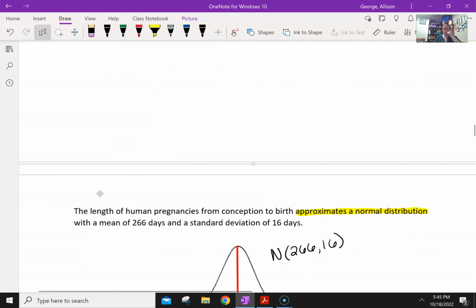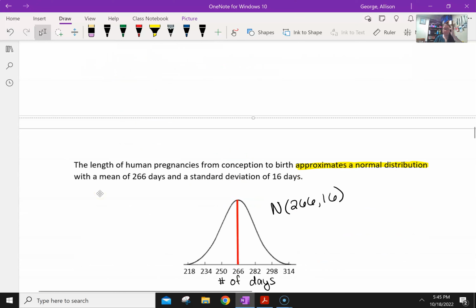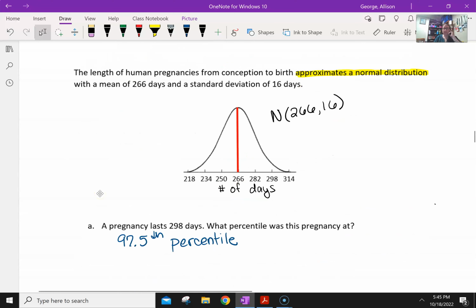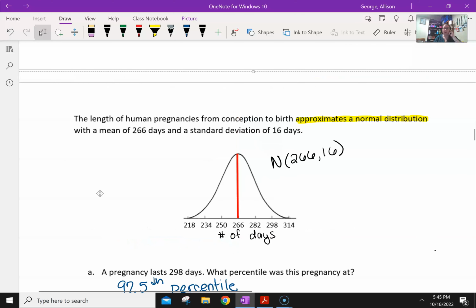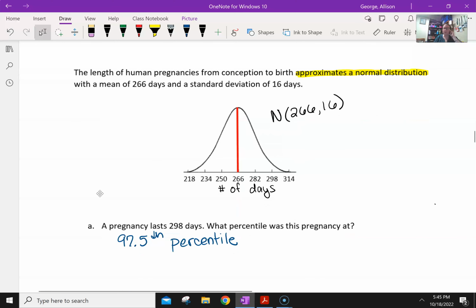So we're going to look at a couple quick ones based off of this situation. So this first one, it says the length of human pregnancies from conception to birth approximates a normal distribution with a mean of 266 days and a standard deviation of 16 days. All right, they're not ever going to ask you to calculate the mean and the standard deviation. They'll give it to you.